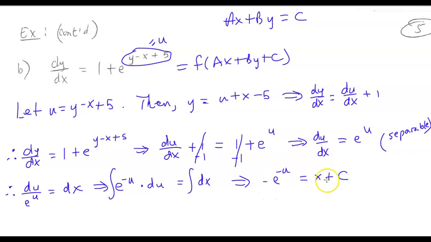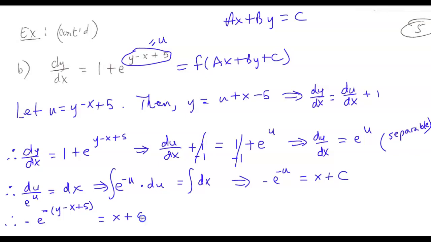And so now from here, pretty much on easy street. So all we need to do now is really just solve this for u, and then substitute back in what u was. And actually, I'll go ahead and substitute what u was first. So here u was y minus x plus 5. This is x plus c.